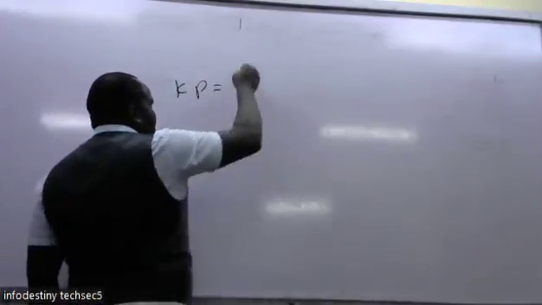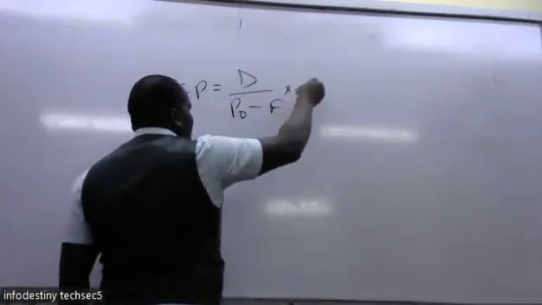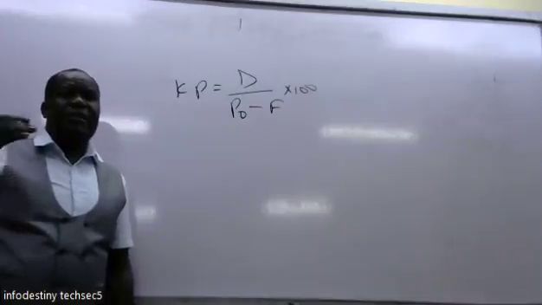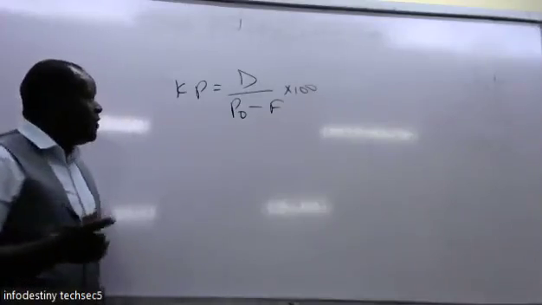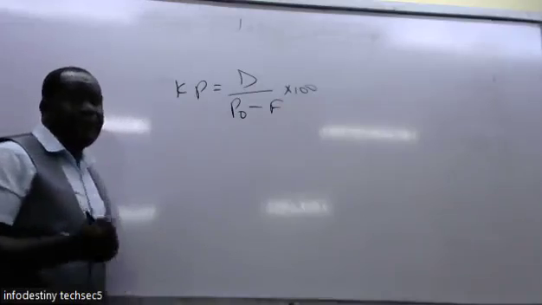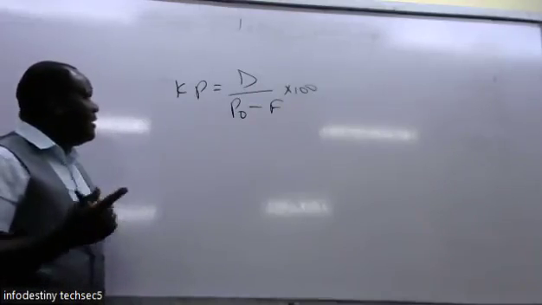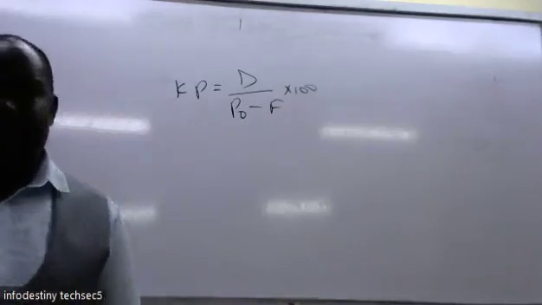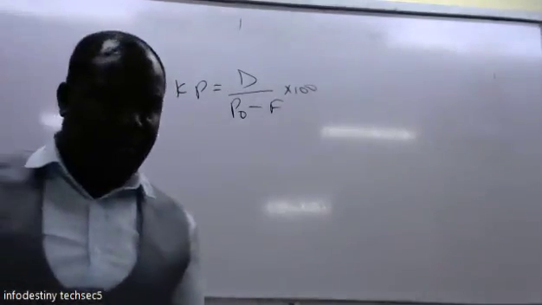It will be given by D divided by PO minus the flotation cost, then we express it as a percentage. D is simply the dividend per preference share. PO is the current market price per share. F is simply the flotation cost, which we also express as a percentage. That now gives you the cost of the preference share.